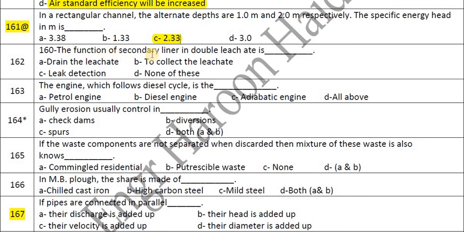The function of secondary liner in double liner is leak detection. The engine which follows diesel cycle is the diesel engine. Gully erosion is usually controlled by check dams and diversion, so both A and B. If the waste components are not separated when discarded, then mixture of these waste is also known as commingled residential waste.